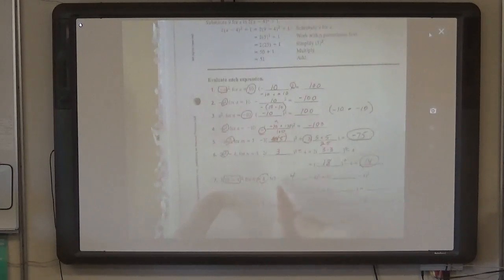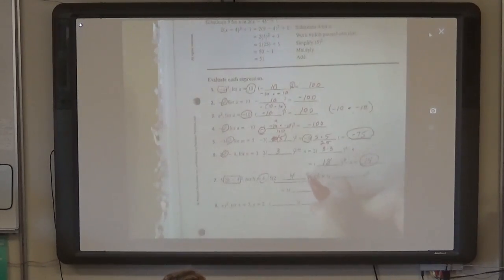And then evaluate that first. Evaluate that expression: 2 times 4 plus negative 4. 2 times 4 is 8, plus negative 4 is 4. And now the 4 is being squared.